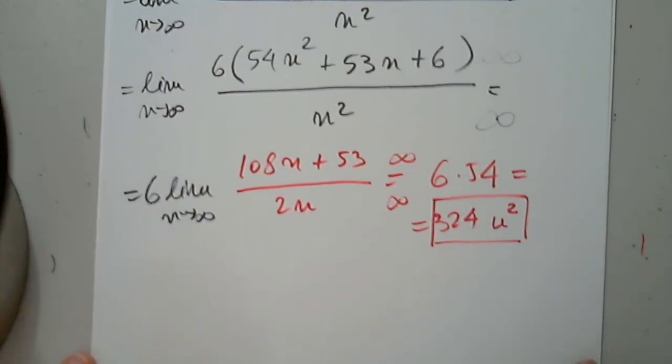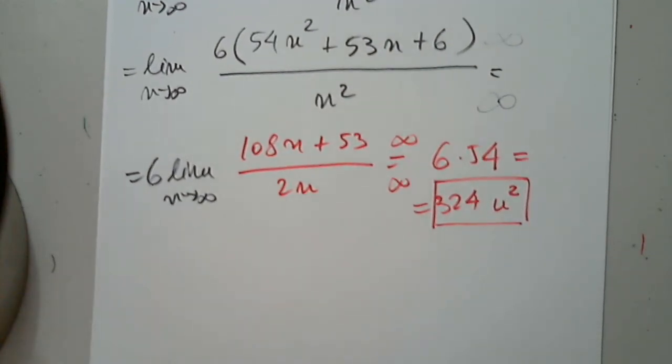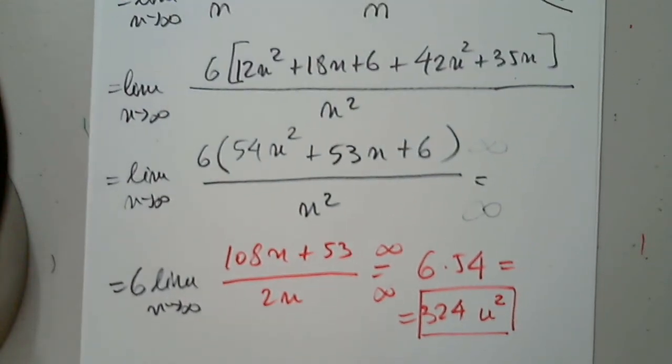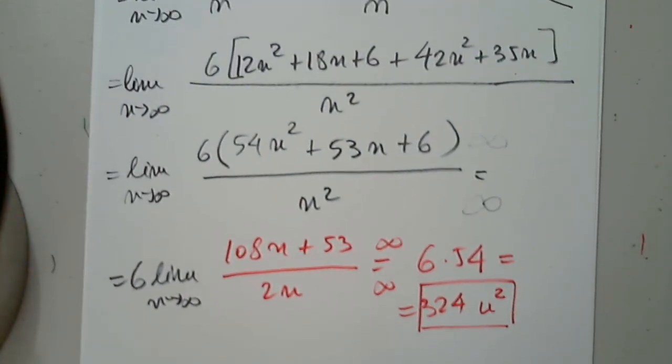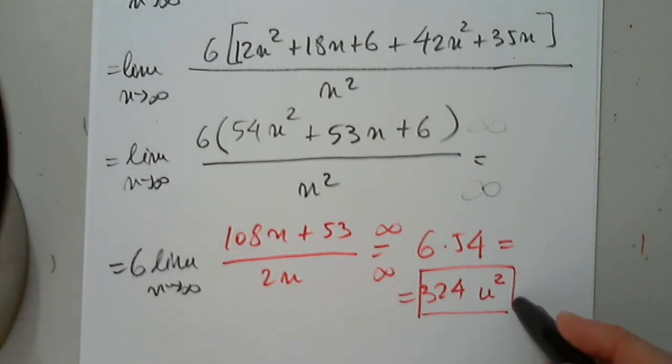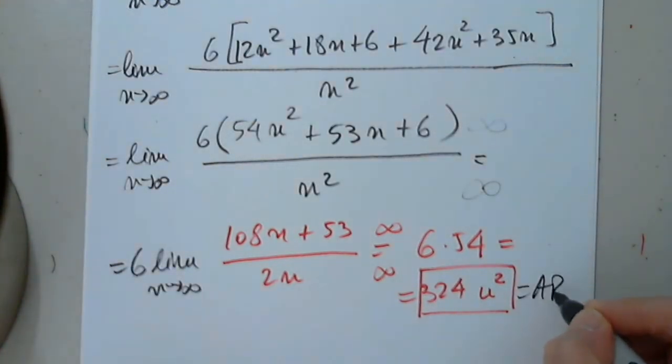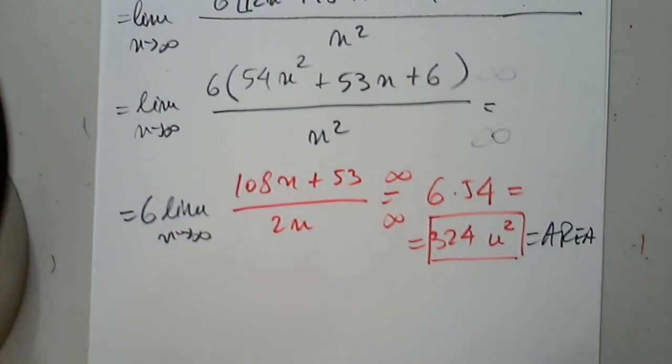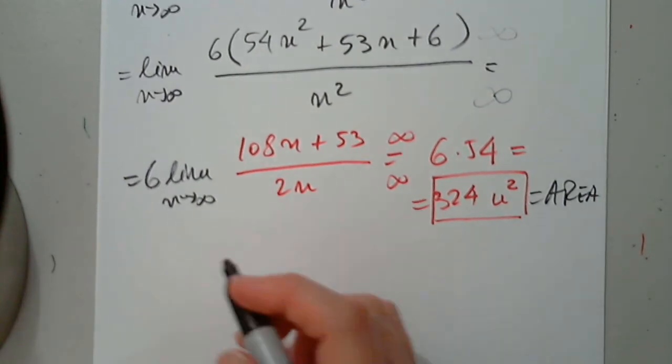Okay, so now... I can't remember the exact starting problem, but you did u squared because that's like units squared, right? Yes, because it's area. Only because it's area. So this is the area. Good.